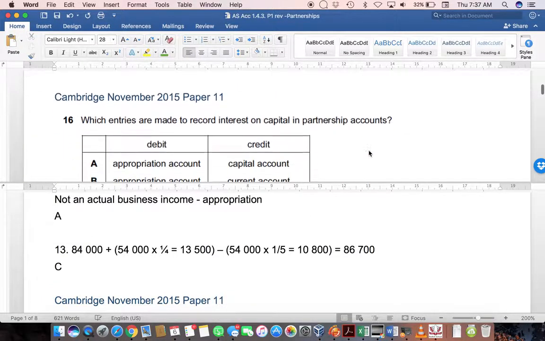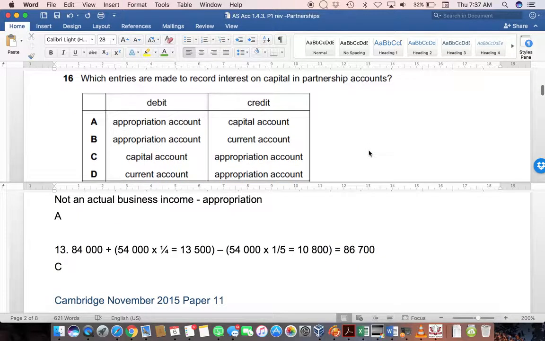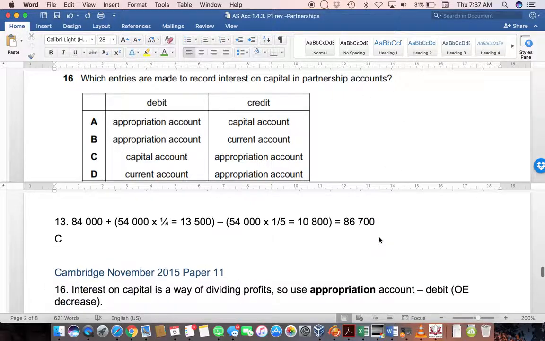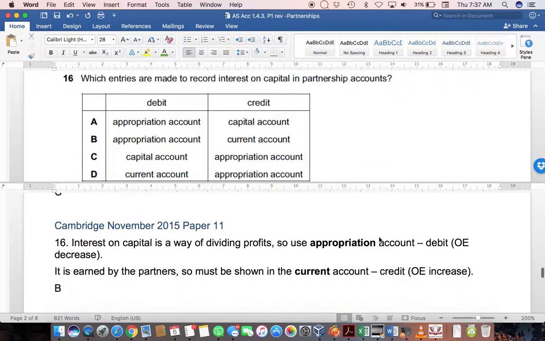The next question is taken from Cambridge, November 2015, paper 1-1, number 16. Which entries are made to record interest on capital in partnership accounts? Now, in the partnership accounts, that refers to the current account. So what we are going to do is we want to use our appropriation account in order to actually allocate this, because remember that interest on capital is not a business expense, so therefore it's a way of dividing the profit, so we will use appropriation, and the partnership accounts indicates that we want to use the current account. So those are our two options, appropriation and current.